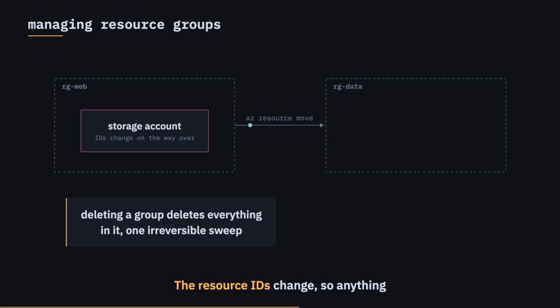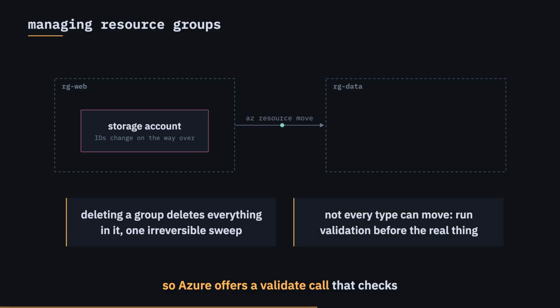The resource IDs change, so anything hard-coding the old path breaks. Both the source and destination groups are locked against writes while the move runs. And not every resource type supports moving, so Azure offers a validate call that checks the whole move before anything actually happens. Running that validation first is a professional answer when a question asks how to move safely.